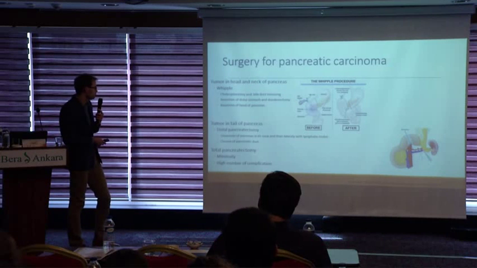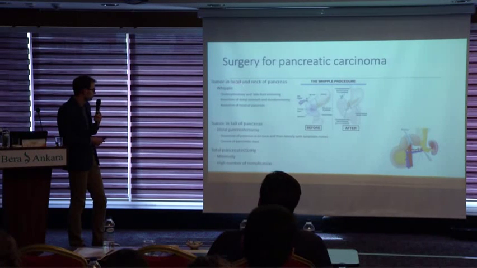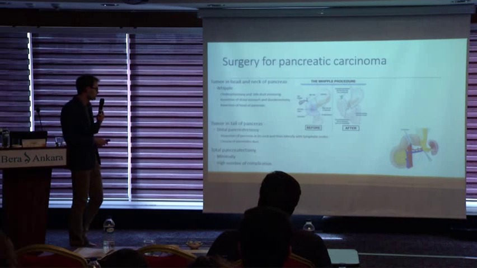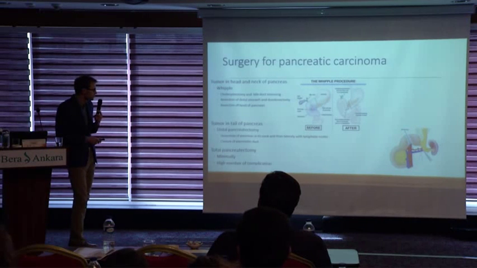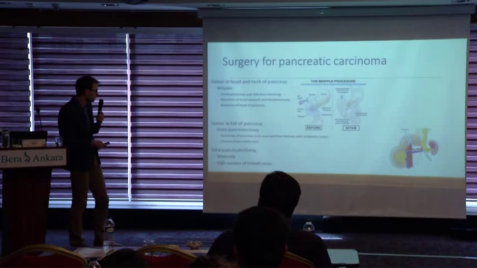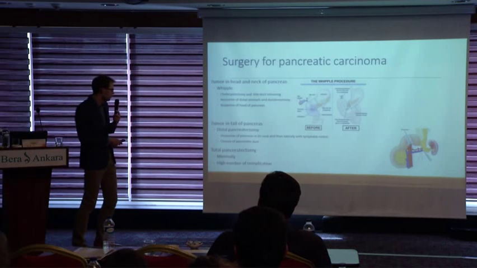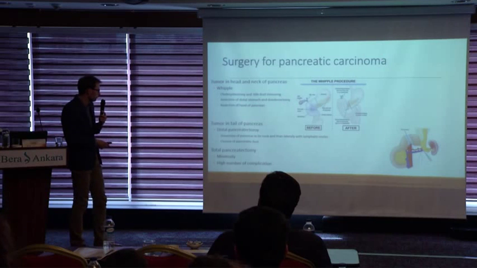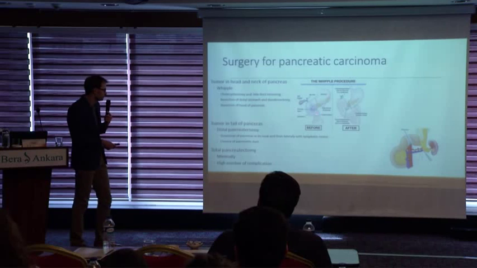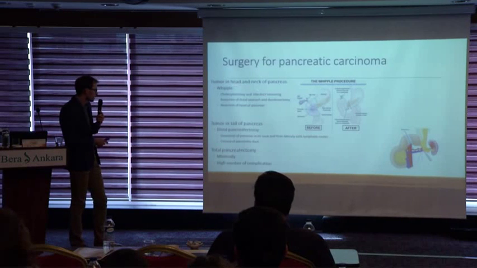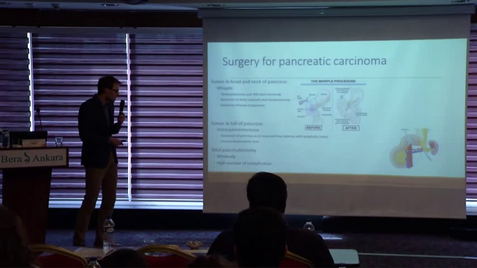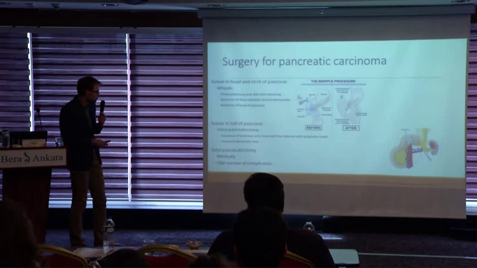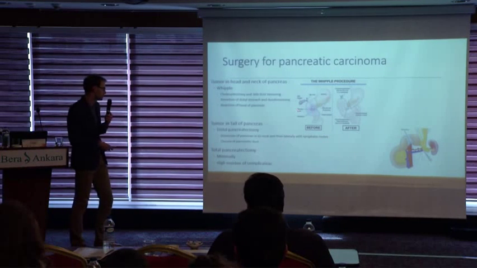For the surgery, we usually perform the Whipple resection. It's the resection where we perform the cholecystectomy and bile duct removal. And then we resect the distal stomach and duodenum, and we finally perform the resection of the head of the pancreas with the tumor. It's the classical type of the Whipple procedure. At this time, the pylorus-preserving procedure is preferred.